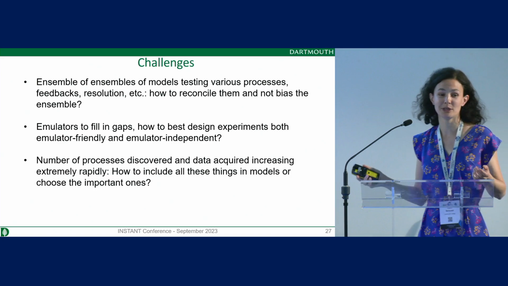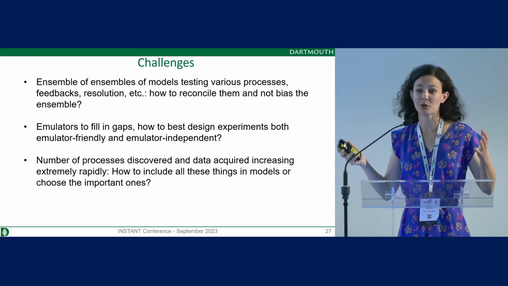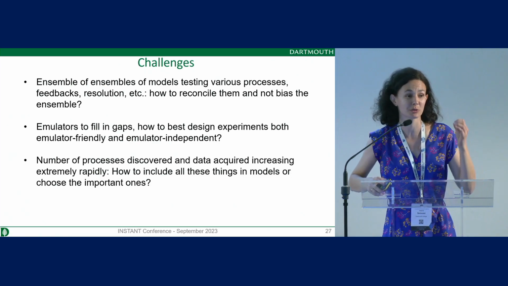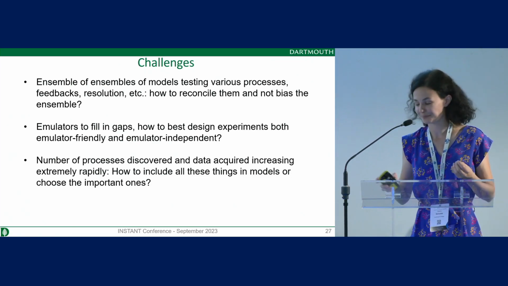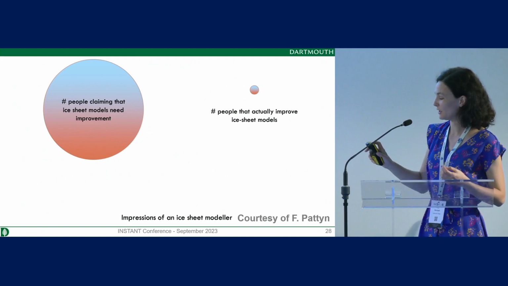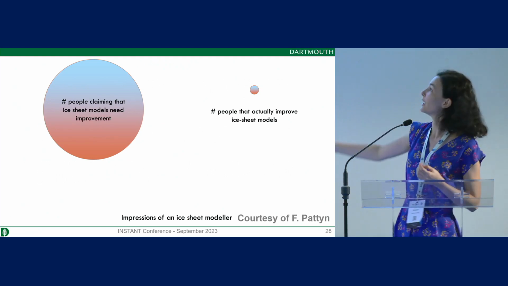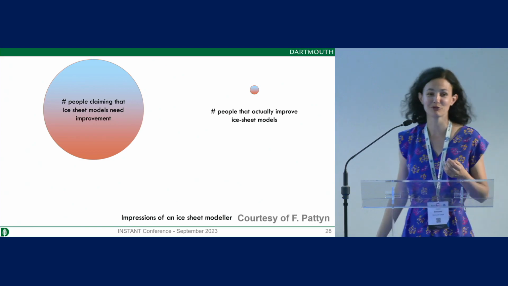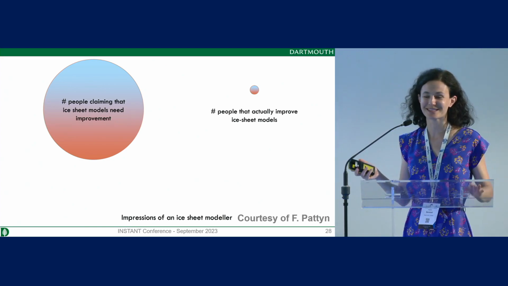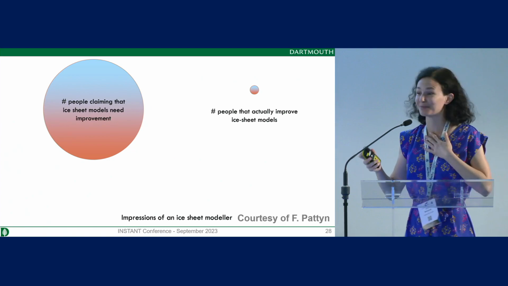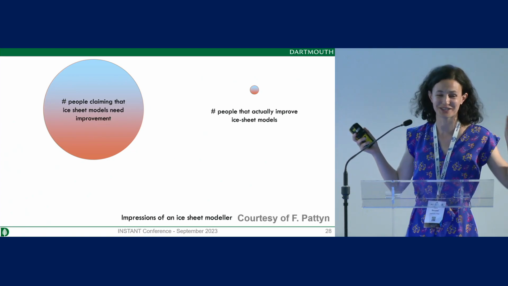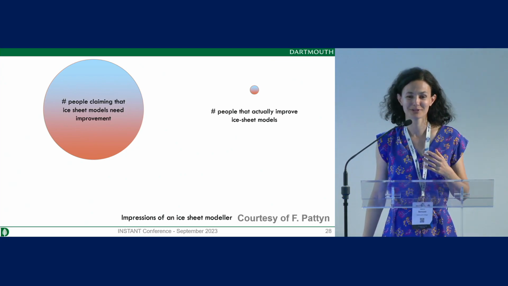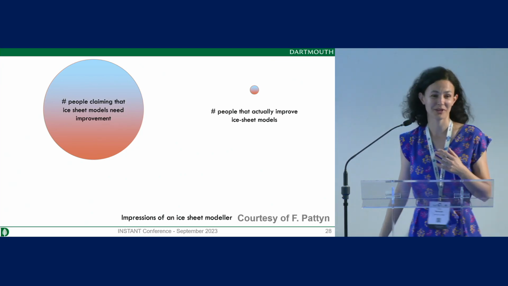What are the processes we need to include? We've heard a number of these processes recently, but which are the ones that we need to start with? Which are the most important that we should focus on? Related question, and again, borrowing that from Frank, here are the number of people claiming that ice sheet models need improvement. And I've heard that many times over the past 3 days, and that's great. That means I have probably work for the next 50 years at least. Wonderful. Here are the number of people working on these models. So what do we do with that?